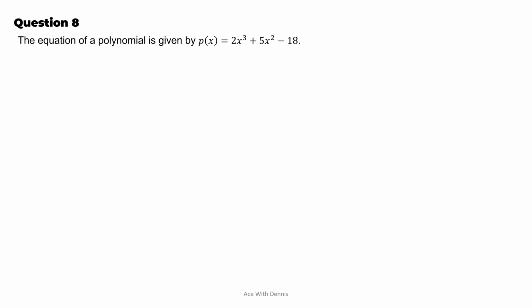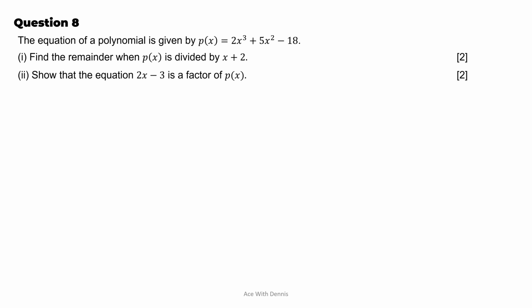Question 8. The equation of a polynomial is given by p(x) equals 2x cubed plus 5x squared minus 18. 1. Find the remainder when p(x) is divided by x plus 2. 2 marks. 2. Show that 2x minus 3 is a factor of p(x). 2 marks. And 3. Show the equation p(x) equal to 0 has only one real root. 4 marks.